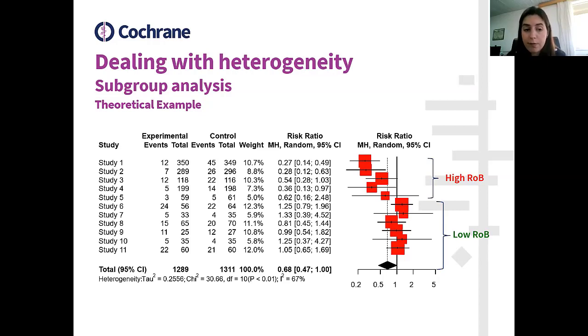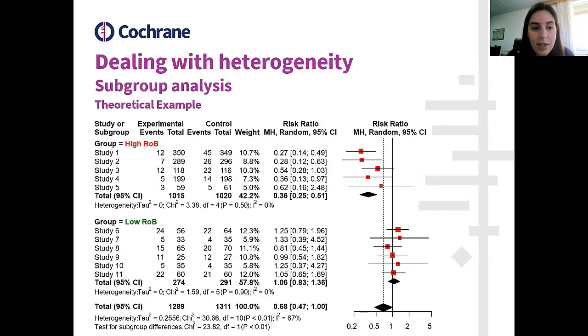Now suppose that for these studies, we also have the risk of bias assessment available. So we know that the first five studies are at high risk of bias and the rest are at low risk of bias. A reasonable analysis would be to perform a subgroup analysis according to risk of bias. And there it is. As we can see, we have 5 studies at high risk of bias in the first subgroup and 6 studies at low risk of bias in the second subgroup.